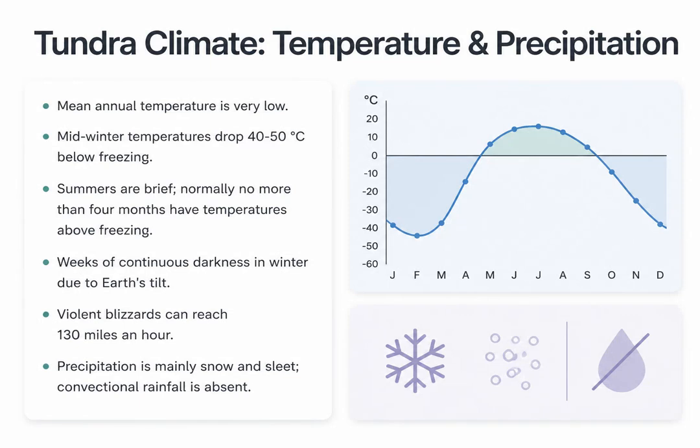The tundra is an incredibly harsh environment. The mean annual temperature is exceptionally low, with midwinter temperatures plummeting 40 to 50 degrees Celsius below freezing. Summers are fleeting, with normally no more than 4 months rising above the freezing point. Because of the Earth's axial tilt, these regions experience weeks of continuous darkness in winter. The ground remains solidly frozen, and violent blizzards can reach velocities of 130 miles an hour. Precipitation is minimal and falls almost entirely as snow and sleet, with convectional rainfall being completely absent.